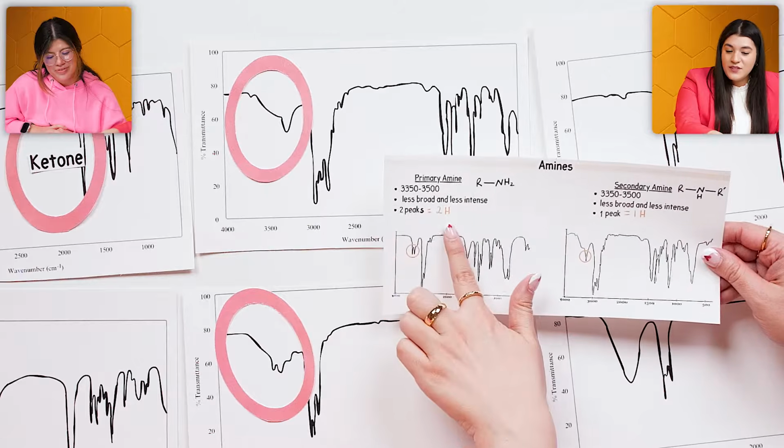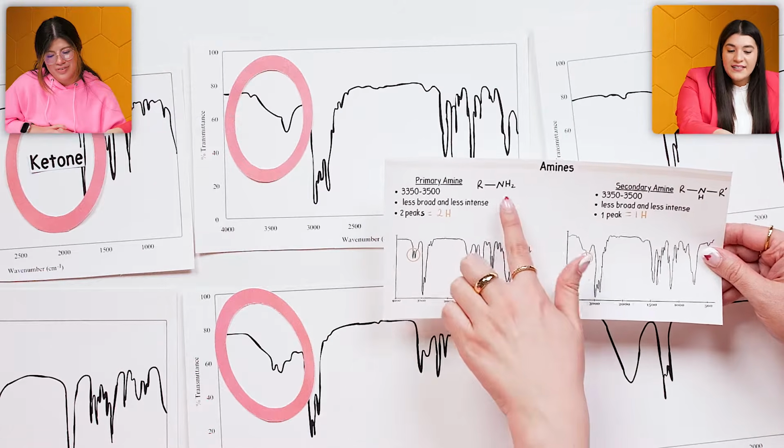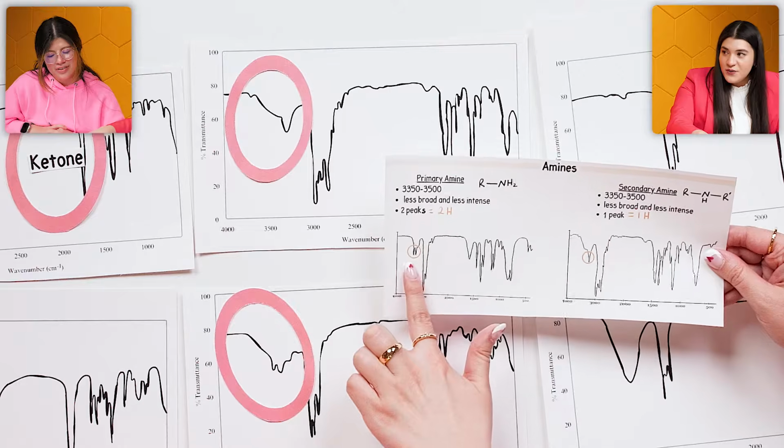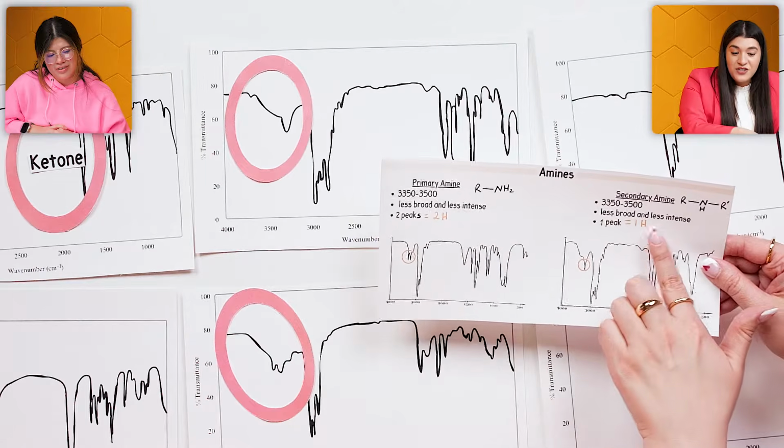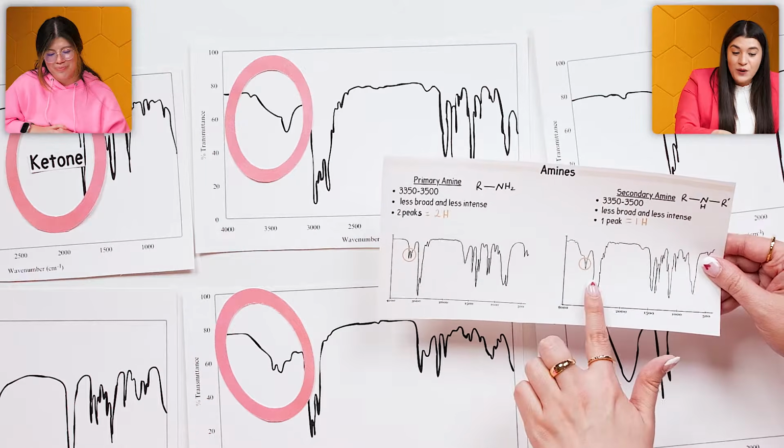So primary, really 2 hydrogens. That's what we're looking at. It's the nitrogen connected to a hydrogen. That's why there's 2 peaks. If there's just 1 hydrogen, the secondary amine, there's just 1 peak. Okay, that makes sense.